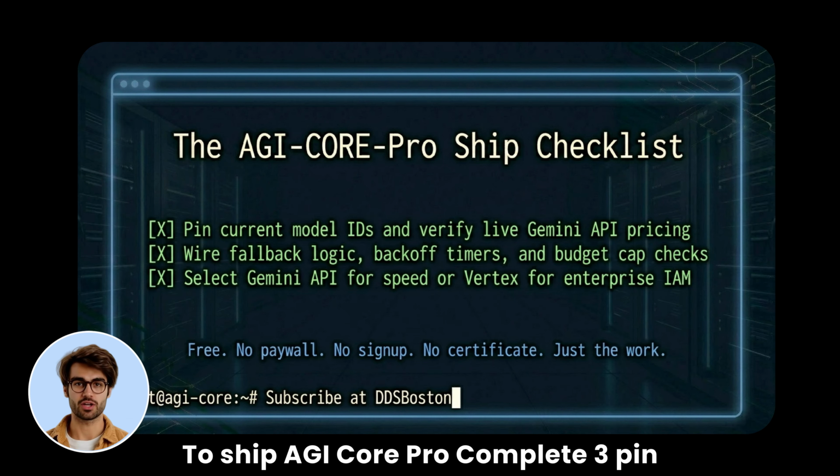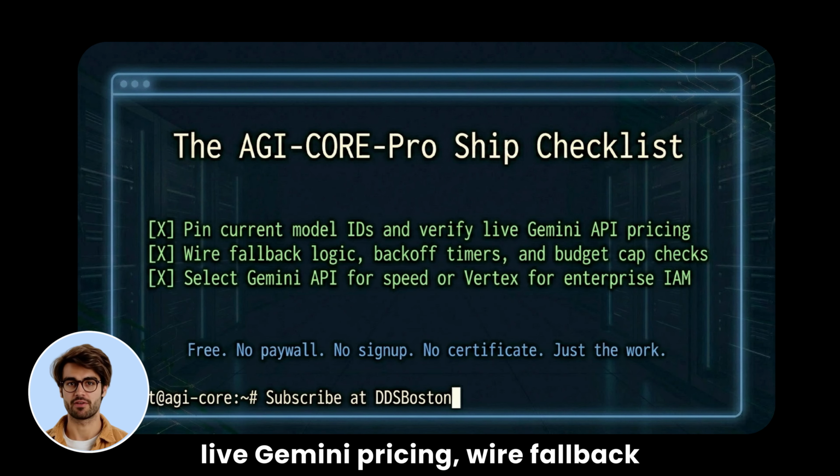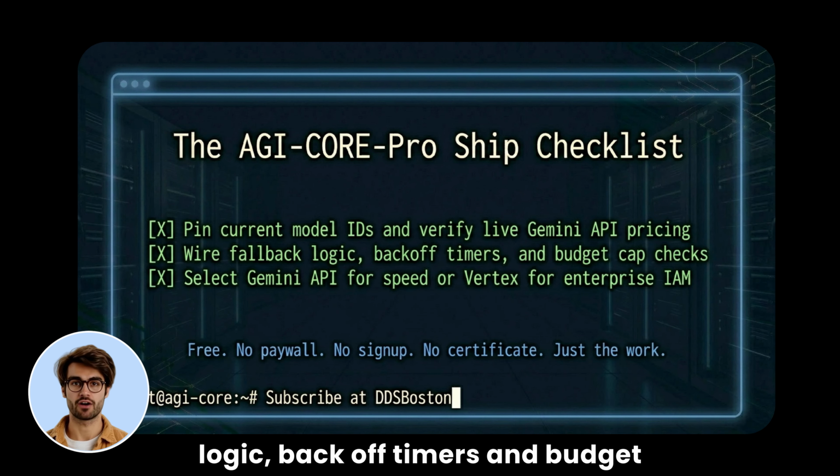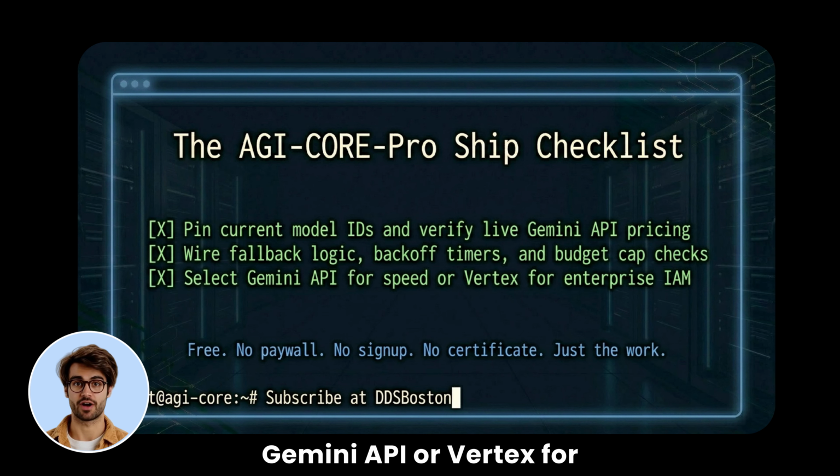To ship AGI-CORE-Pro, complete 3 steps. Pin current model IDs and validate live Gemini pricing. Wire fallback logic, back-off timers, and budget caps. And choose between Direct Gemini API or Vertex for Enterprise IAM.